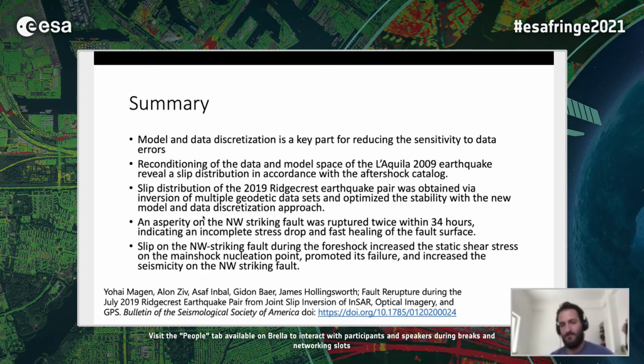Thank you. Thank you, Yohai. Okay, so the third talk is given by Henriette Sudhaus, and the title of her talk is Simultaneous Joint Optimization of Two Ruptures of the 2012 Ahar Earthquake Doublet, MW 6.4 and 6.3, Iran. Please. Yeah, thank you very much.